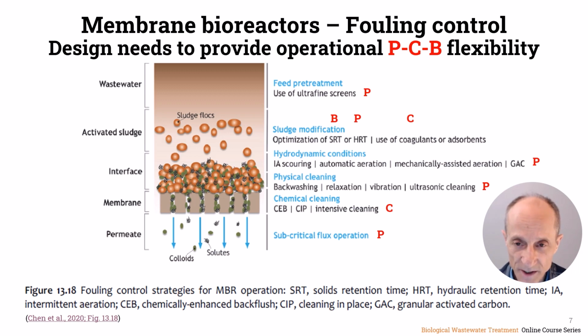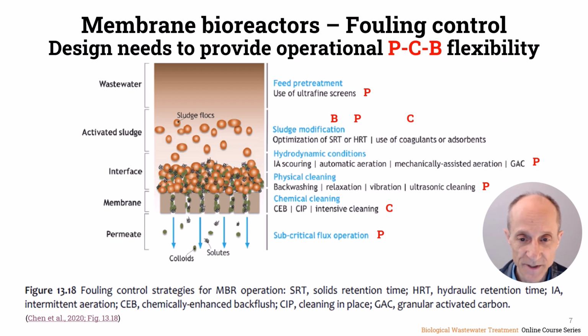Physical factors that should be considered for this fouling control include pre-treating the wastewater by using ultrafine screens, sludge modification by optimizing the hydraulic retention time, optimizing hydrodynamic conditions such as intermittent aeration, scouring, automatic aeration, mechanically assisted aeration, and granular activated carbon addition. Physical cleaning by backwashing, relaxation, vibration, and ultrasonic cleaning, and subcritical flux operation.